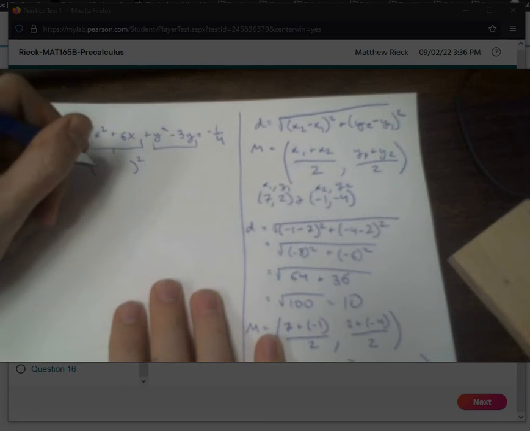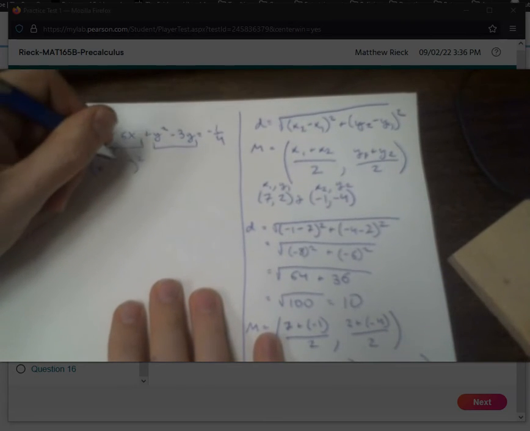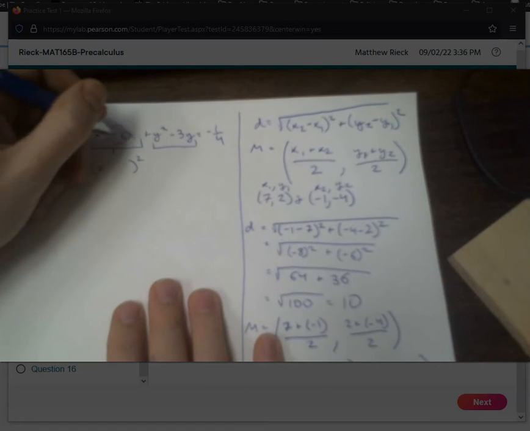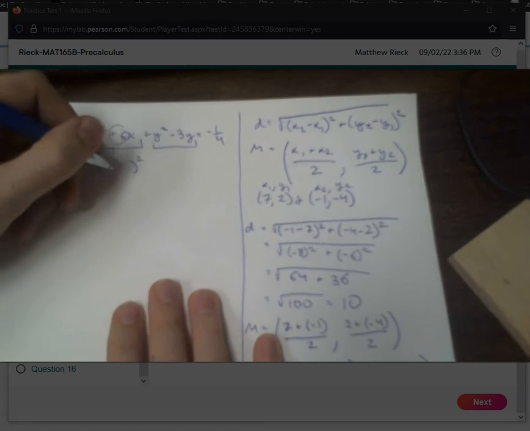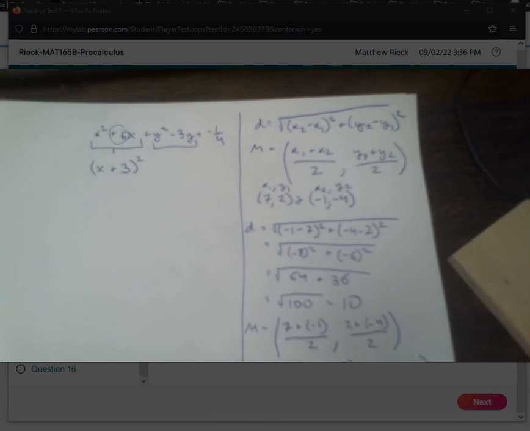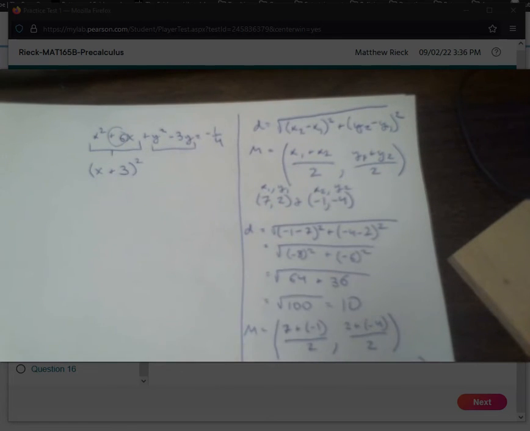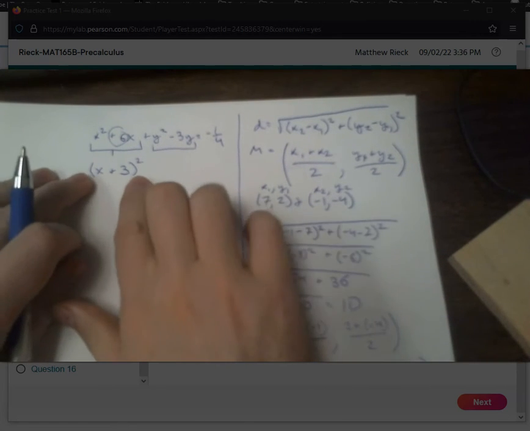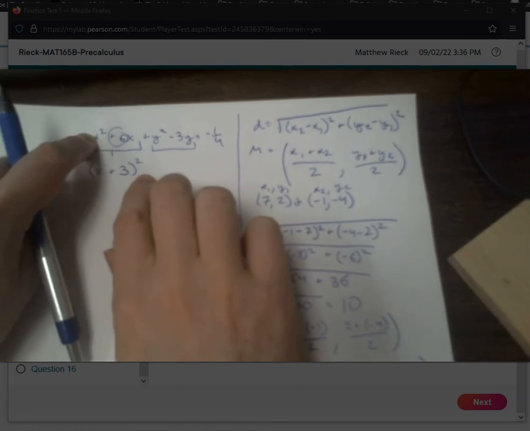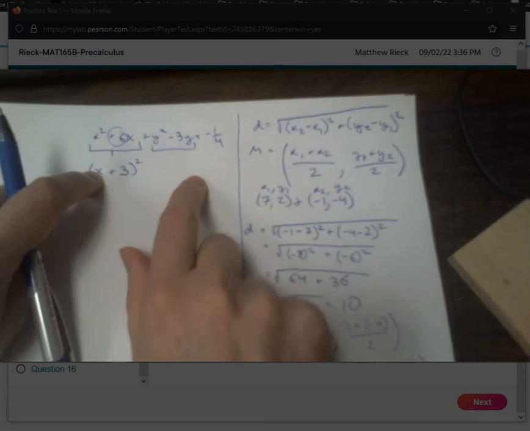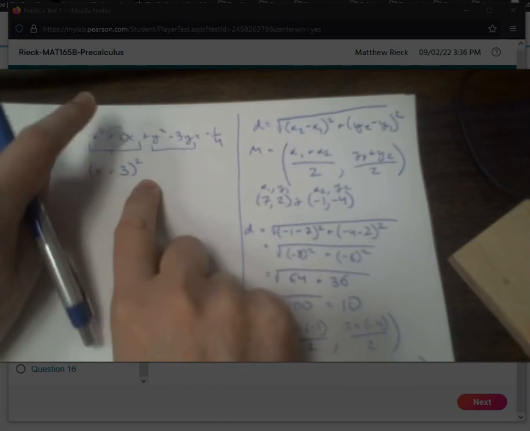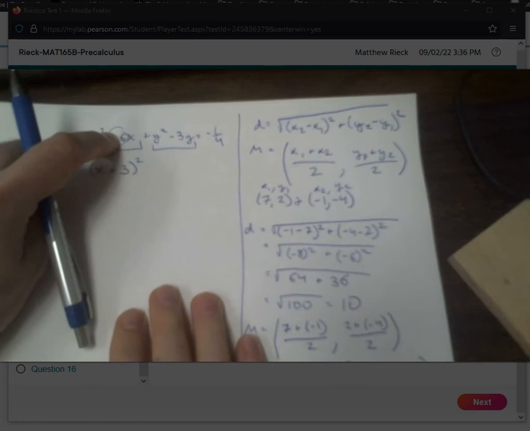So what goes inside the parentheses here is going to be your variable, and then you take 1/2 of whatever's in front of your linear term. So in this case, I'm going to take 1/2 of positive 6, which is going to be positive 3. So that's going to be the other thing that comes inside this parentheses. Which again, when I expand this out, so if I take x plus 3 times x plus 3, I'm going to end up with x times x, which will give me the x squared. Then I have x times 3, which is going to be 3x. Then I have 3 times x, which is going to be 3x again. So 3x plus 3x gives me the 6x.